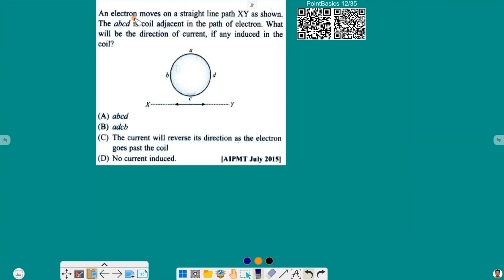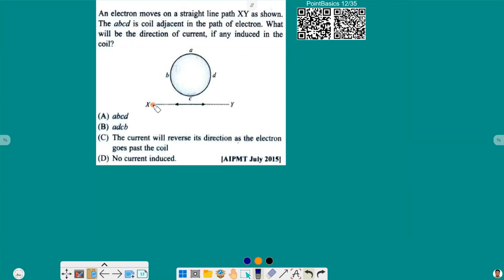An electron moves along a straight line path XY as shown. ABCD is a coil adjacent to the path of the electron. What will be the direction of the current, if any, induced in the coil? So we have to find out the direction of the current. The electron is traveling from X to Y.